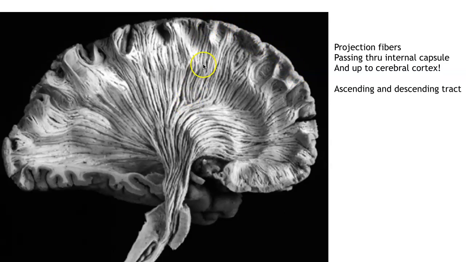These are all the myelinated projection fibers going to and from the cerebral cortex. This is beautiful. Here is the internal capsule, that small little area. Here's showing you the midbrain. Maybe this is the pons right here, I can't really tell. But they're coming up through here, and here's going to be the internal capsule, this space right in here. And then they're going to send out those projection fibers into the cerebral cortex. Way cool.